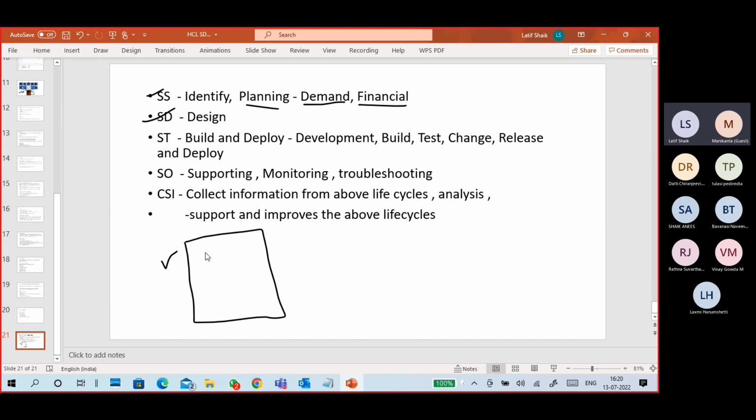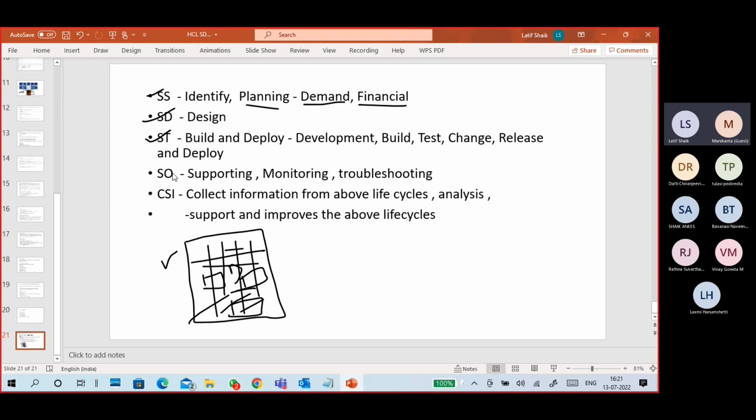Service design: how many pillars should be there? How to construct this building? What about the car parking? How many rooms should be there? Where is the kitchen? Where is the bathroom? Like this, you have to give a blueprint. That is service design.